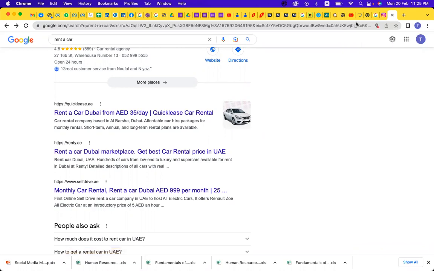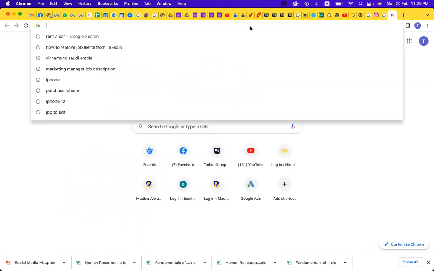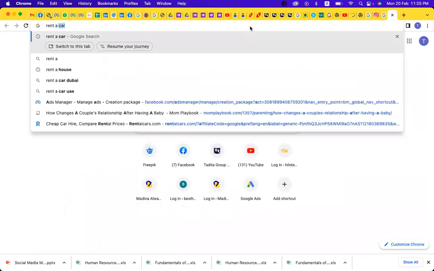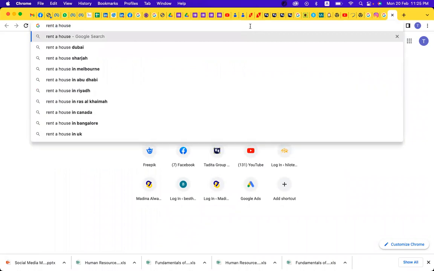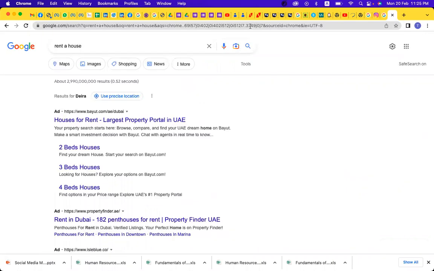Now, let me use another example. Let's use this search term, rent a house. I am sure this one is going to give us more ads.